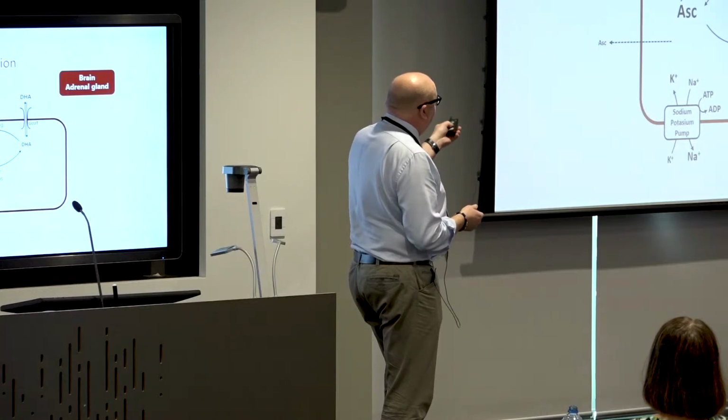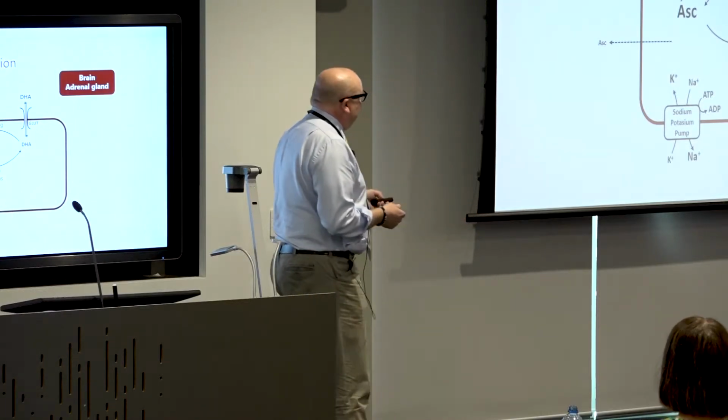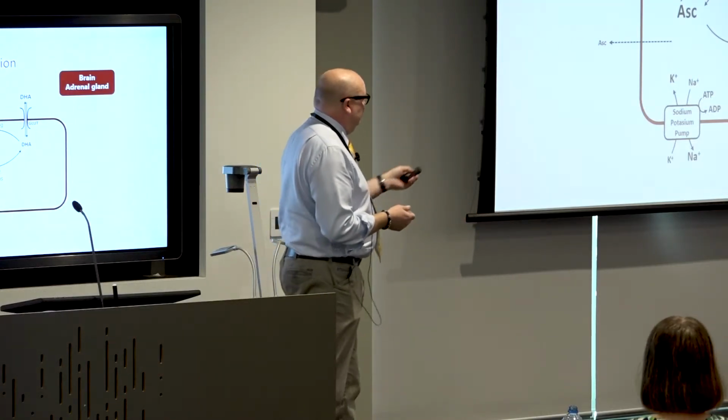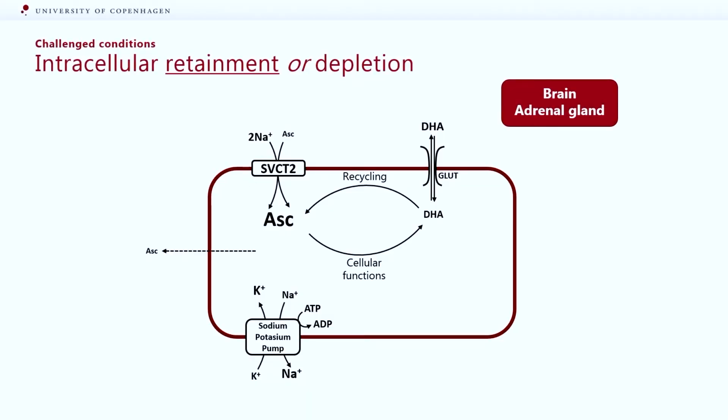Then, if we have challenged conditions, we see either retainment or depletion in the brain, as already mentioned. We have the SVCT2 here that can suck up vitamin C from the surroundings at the expense of the remaining tissue. And here we can get typical gradients of about 500 to 1, again, so extremely efficient uptake through the SVCT2.